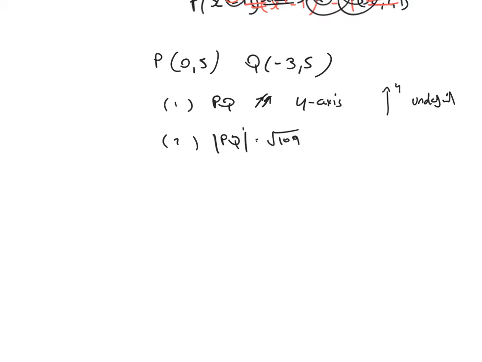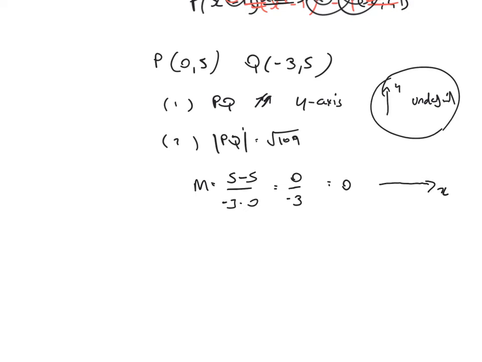Okay, first thing, let's investigate statement 1, which is in reference to the gradient. So 5 minus 5 over minus 3 minus 0, 0 over minus 3, and the gradient is 0. That means it's actually parallel to the x-axis because it's got a 0 gradient, which means it's not parallel to the y-axis, so statement 1 is not true.